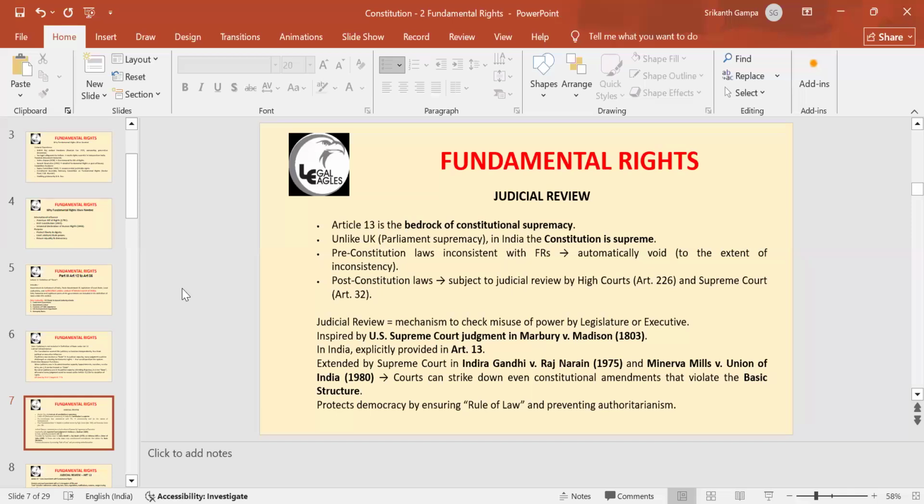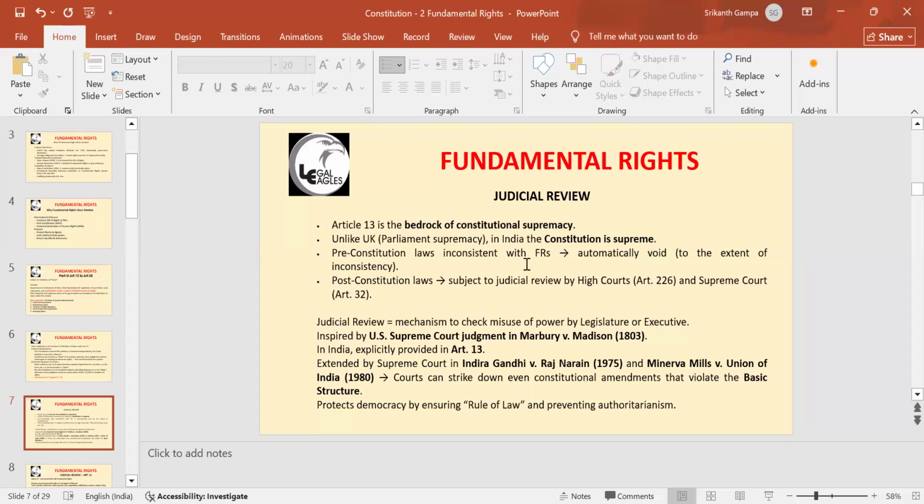Post-constitution laws are subject to judicial review by the High Courts and the Supreme Court. The Supreme Court and High Courts have powers to review every act. So High Courts under Article 226 and the Supreme Court under Article 32 will review the acts passed by the Parliament and the assemblies. And if they are inconsistent with the Constitution, they will reject them.